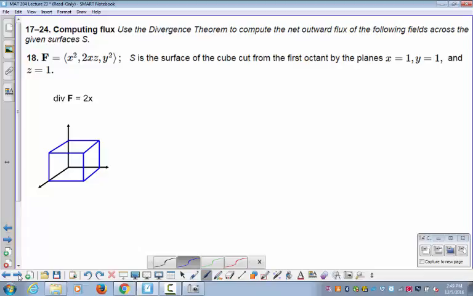Again, we could parameterize each of those six faces and calculate the outward flux. We now know that if we wanted the outward normal for the top, we could just use 0, 0, 1. The downward normal, 0, 0, negative 1. For the y component, 0, 1, 0 and 0, negative 1, 0. So we could parameterize each face and use those normals. That would work fine.